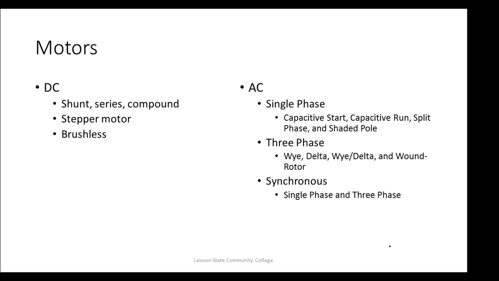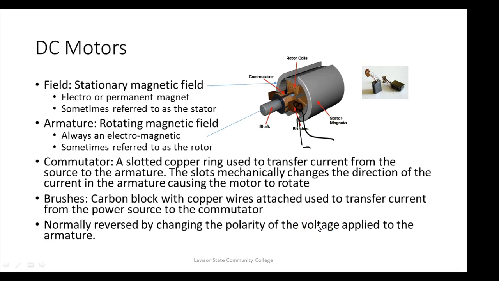Over here on the AC side, you have single-phase motors, three-phase motors, and synchronous motors. All the AC motors in your house are single-phase motors. For single-phase, we have capacitive start, capacitive run, split phase, and shaded pole. For three-phase, we have Y delta and wound rotor motors, and then we have synchronous AC motors. Okay? So this is DC motors.